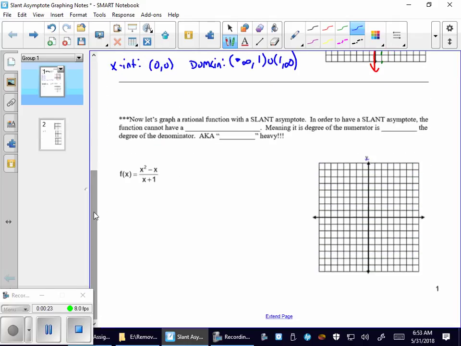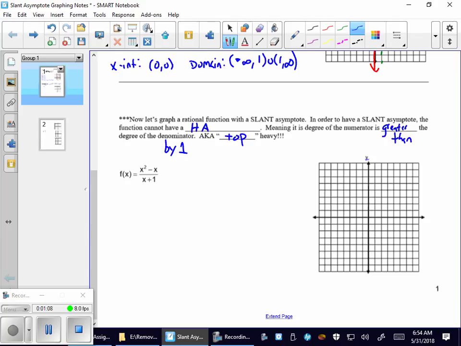The second example, now it says let's graph rational functions with a slant asymptote, because this time we will have one. In order to have a slant asymptote, the function cannot have a horizontal asymptote, meaning the degree of the numerator is greater than the degree of the denominator. So we'll put greater than the degree of the denominator, and we're going to add 1. The numerator's degree must be 1 more than the denominator. If it's 2 more, you won't have a slant asymptote. So this means it has to be top heavy, and again, it has to be top heavy by 1.